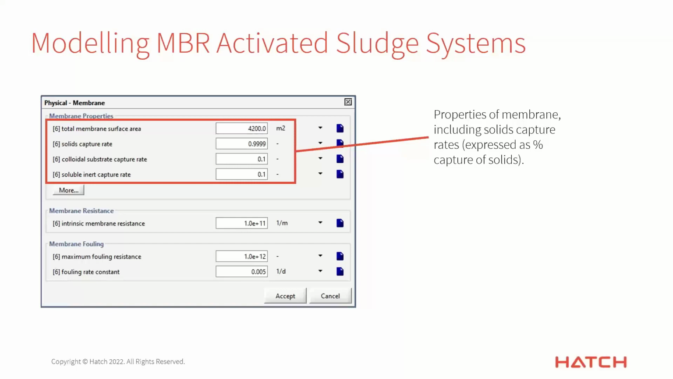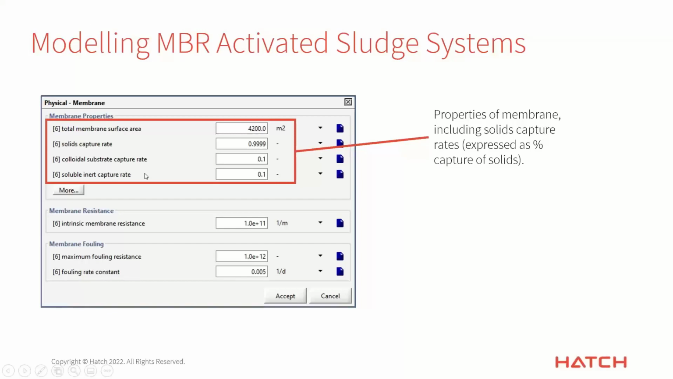That is usually exactly what you would have. I know some people even set it to 100% capture. So basically, you're taking the solids and you're saying that is the amount of solids that are going to be retained on the surface of the membrane. Note that we also actually have a capture rate for a couple of the soluble components as well.